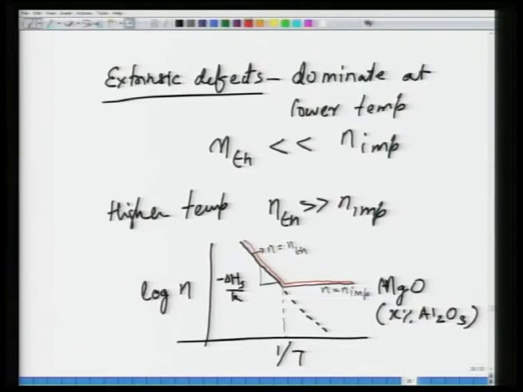So this is the low temperature regime, and this is the high temperature regime. So this behavior is called extrinsic behavior, and this behavior is called intrinsic behavior. Whereas for NaCl, since the impurity concentration is very small, the domination of impurities in terms of defect concentration is limited to a very small temperature. Okay. So this is the relevance of impurities in creating the defects.